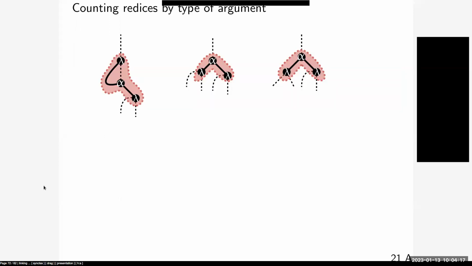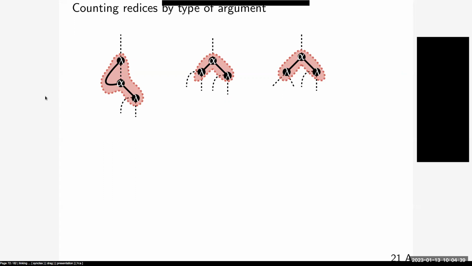In any case, coming back and generalizing this situation a bit, we can count redexes by their type of argument. I'm coming back to the quiz I gave you in the beginning. I can have three types of redexes in general: a lambda applied to a variable, a lambda applied to an abstraction, to another lambda, or a lambda applied to an application. Sorry, this label here should be alpha.